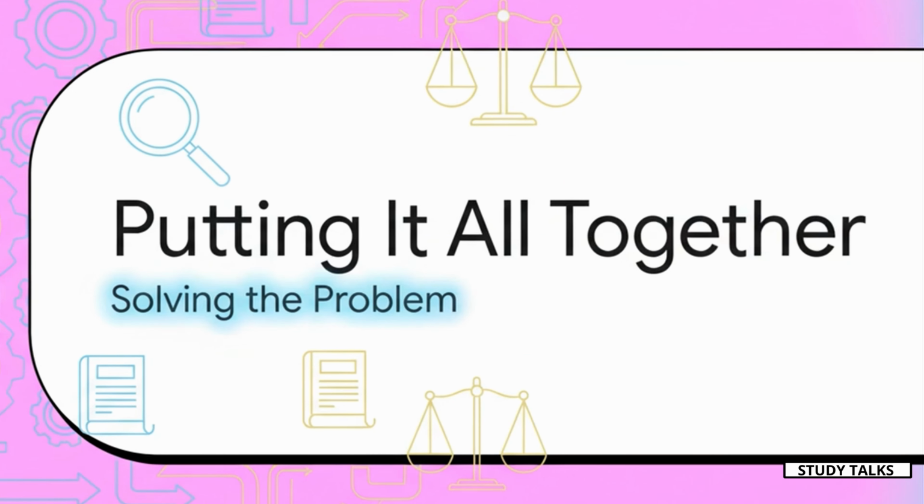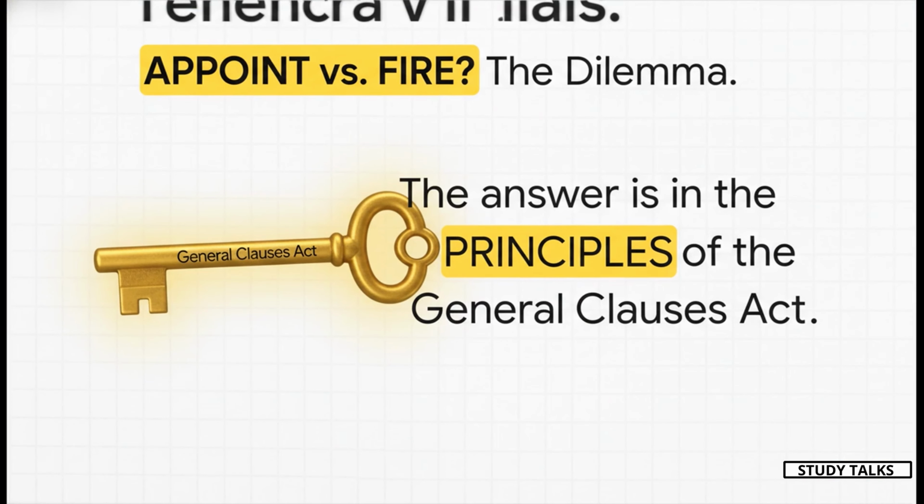It's time to go back to that problem we started with and actually solve it, using the tools we just unpacked. So, you remember our question, right? A court can appoint a receiver, but the law is silent on removing them. We were stuck. But now we know the answer isn't in that specific law at all. It's waiting for us in the principles of the General Clauses Act.